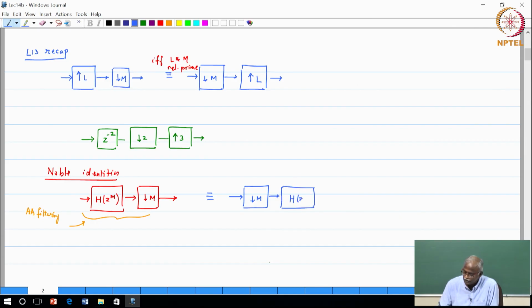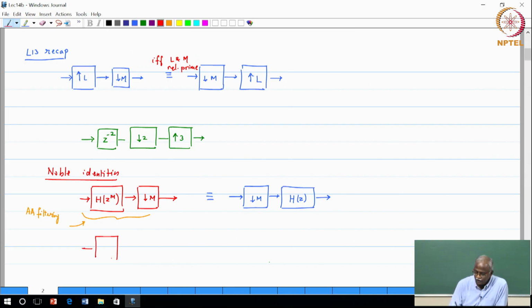H of Z now is no longer H of Z to the power m; it is not just an interchange of the two, because these are time varying systems. So, therefore, we cannot just interchange them. So, the key point, that is one of the identities, and of course, the second one addresses the structure that we will have for interpolation.